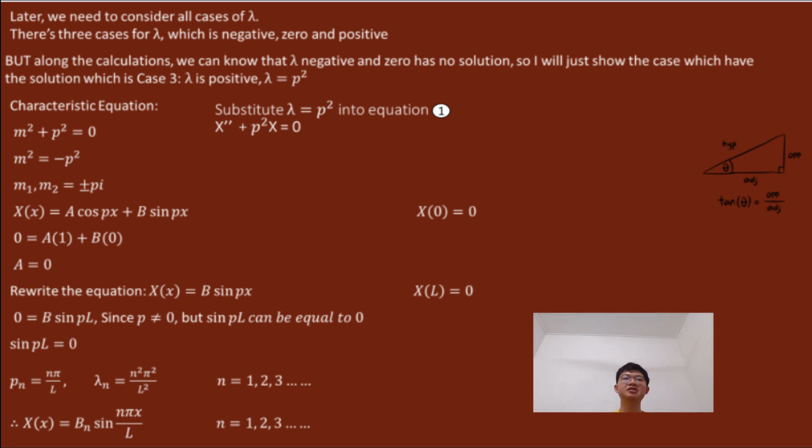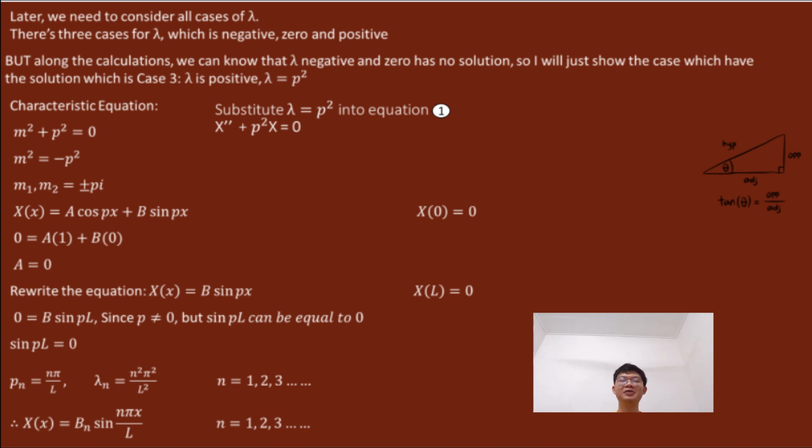Then we substitute this into equation 1. Then we will get X double prime plus p squared X equals 0. Then transform it into the characteristic equation. We will get m squared plus p squared equals 0. Then we find the roots of m. We will get m1, m2 equals plus minus ip. According to the roots, we will have the function X equal to a cos px plus b sin px. Next, we substitute X at 0, which is equal to 0. Then we will get that a equals 0.